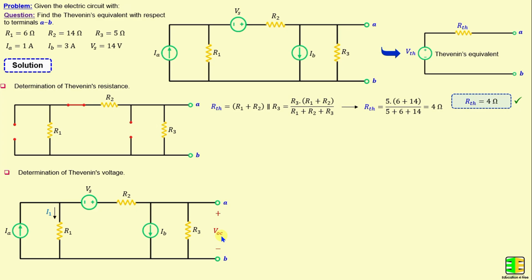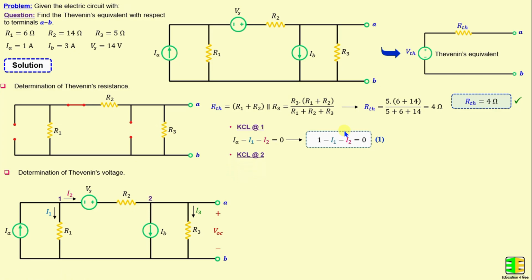And I will consider I1 is the current through the resistor R1, I2 is the current through the resistor R2, and I3 is the current through the resistor R3. By applying Kirchhoff's current law at node 1, we can write IA minus I1 minus I2 is equal to 0. And if we replace IA with its numerical value, we obtain 1 minus I1 minus I2 is equal to 0.